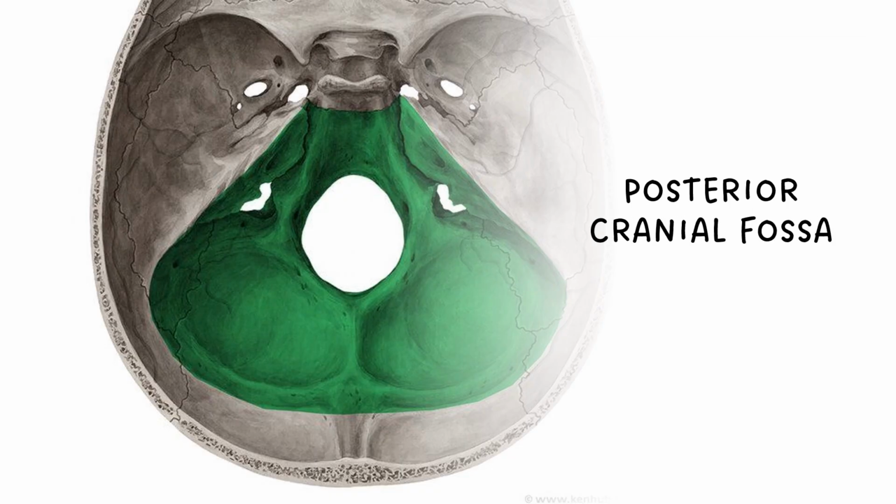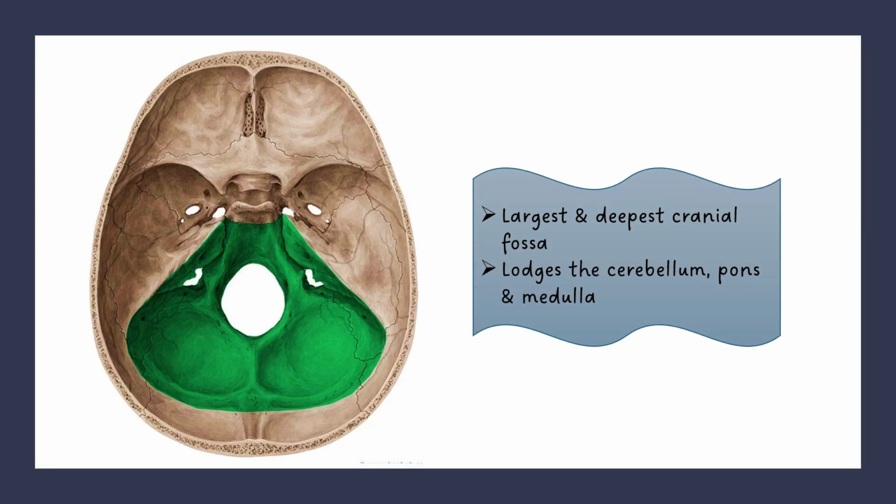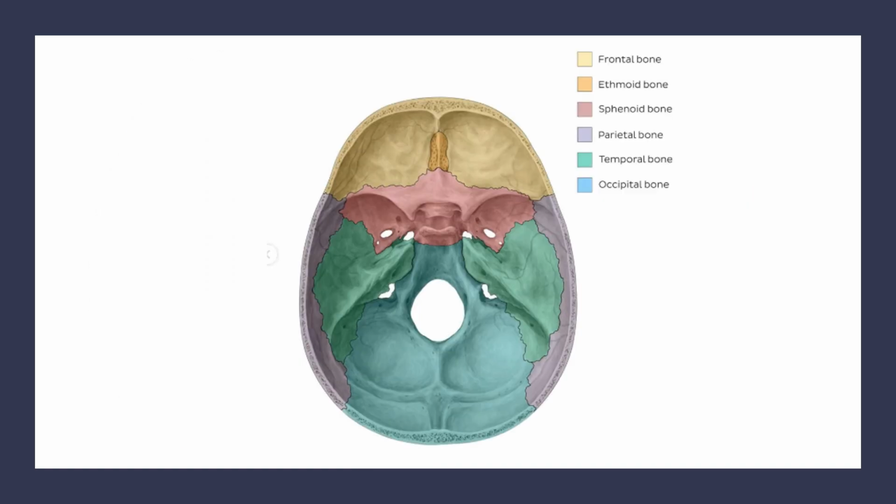Now let's move on to the posterior cranial fossa. The posterior cranial fossa is the largest and deepest cranial fossa, and it lodges the cerebellum, pons and the medulla. The bones seen in the posterior cranial fossa are mainly the occipital bone and parts of temporal and parietal bone.